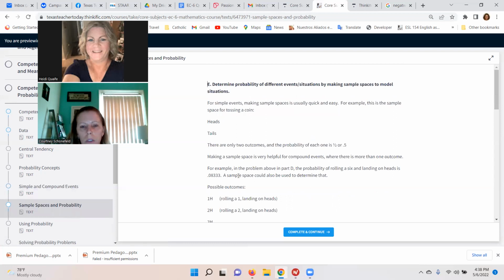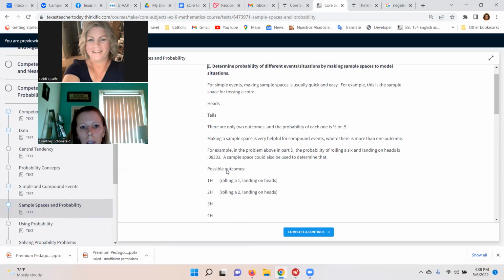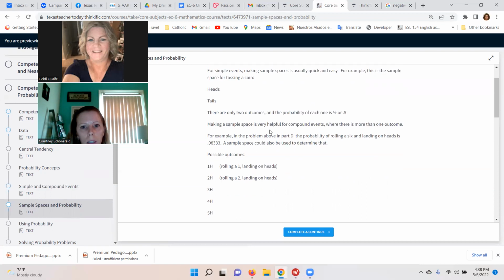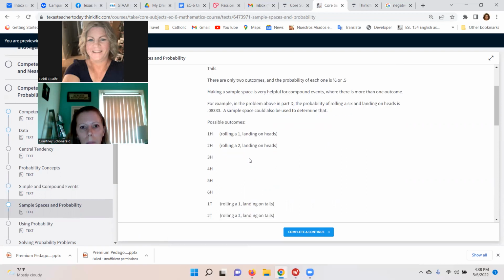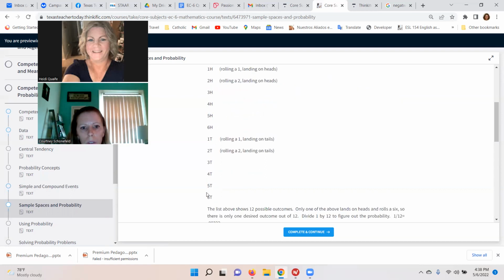Sample spaces, you do need to know how to work out sample spaces. So let's look at this. For tossing a coin, it's super easy. There's only 2 possible outcomes, right? So the sample space is just heads and tails, right? Now it gets trickier when there's 2 or more events, right? When it's a compound event. So the problem that we just did, rolling a 6 and landing on heads, here's all the possible outcomes. We could roll a 1, 2, 3, 4, 5, 6 and get a heads each time, right? Or we could roll a 1, 2, 3, 4, 5, 6 and get a tails each time. So see how there's 12 possible outcomes.